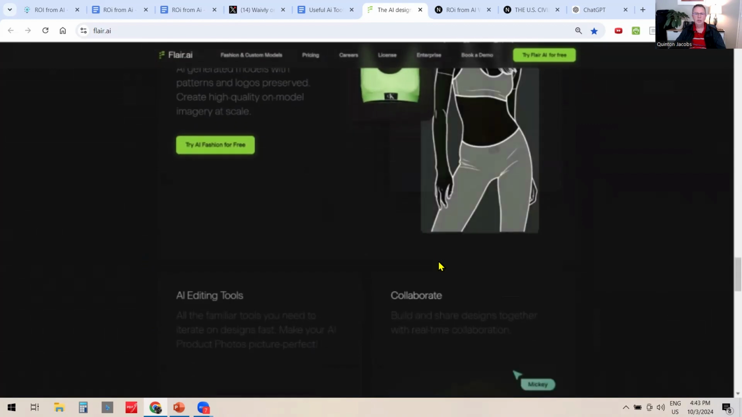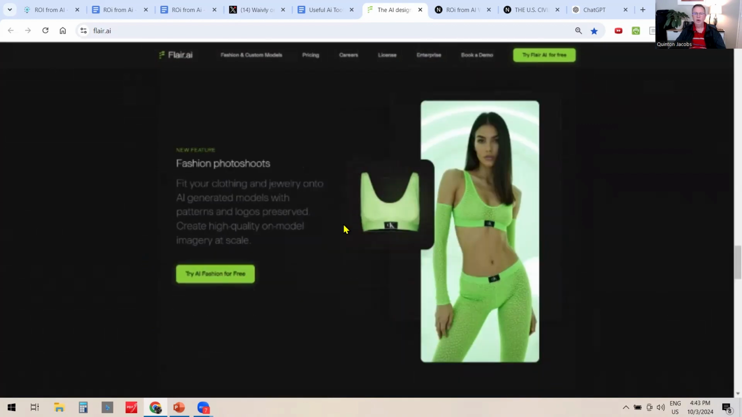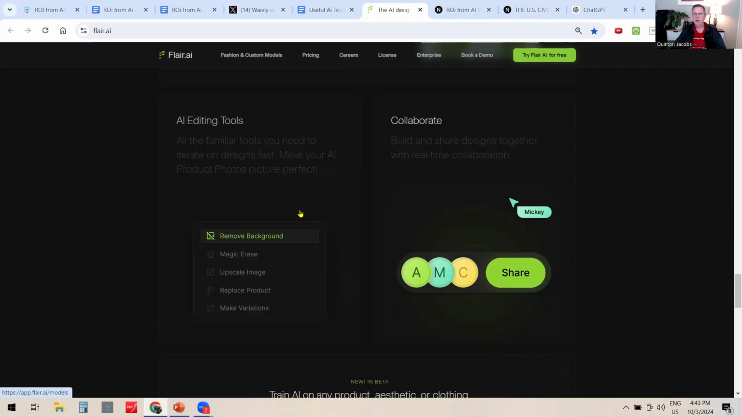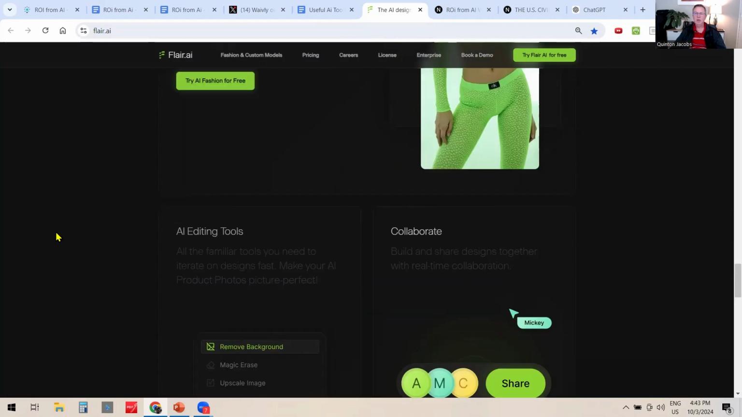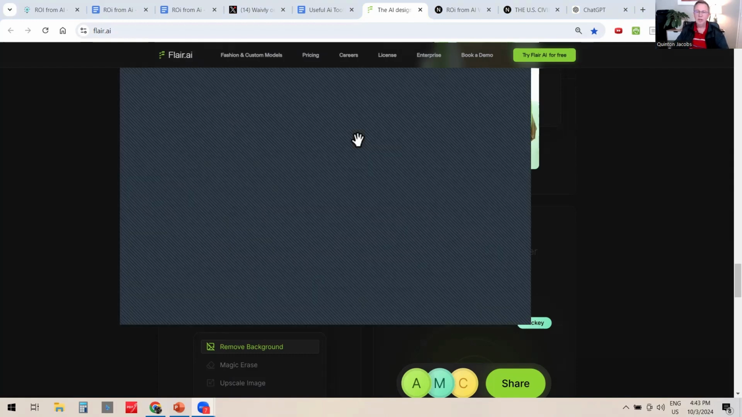So a cool tool that you can even use on fashion photo shoots, where you can have different models that you can fit your clothing or jewelry onto, and you can try it for free. So I think that's quite a cool tool to go play with if that's the game that you're in, or if you're thinking of starting to sell stuff on e-commerce, maybe that's something you want to have a look at.